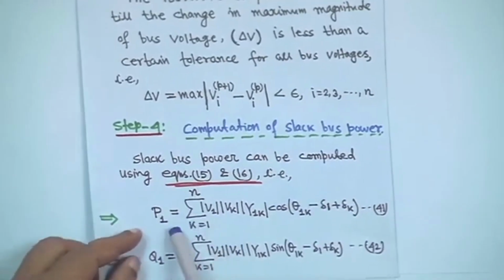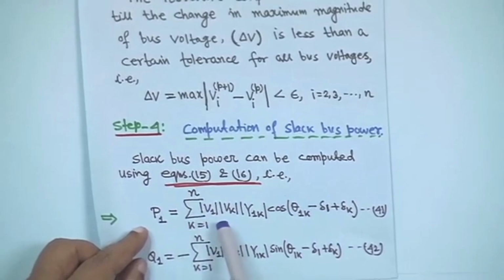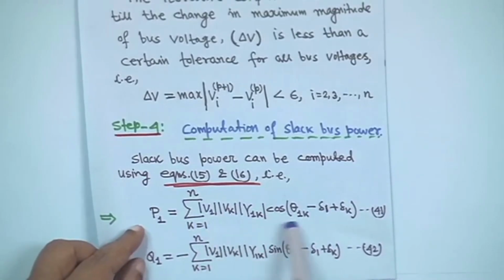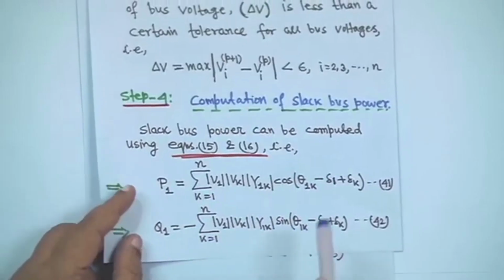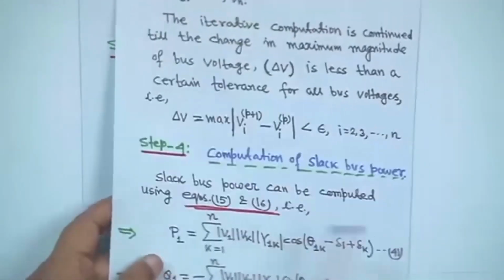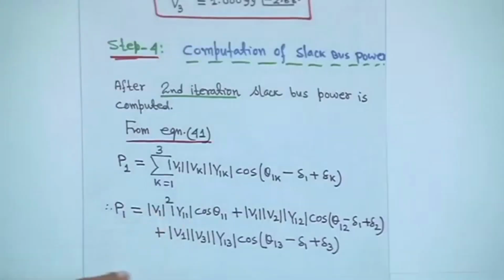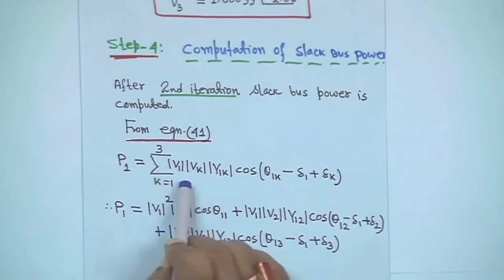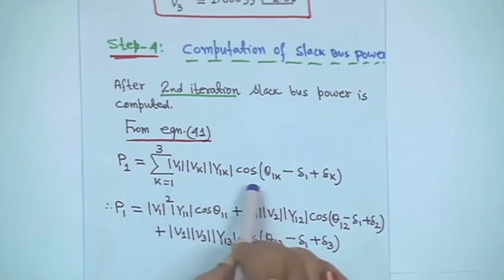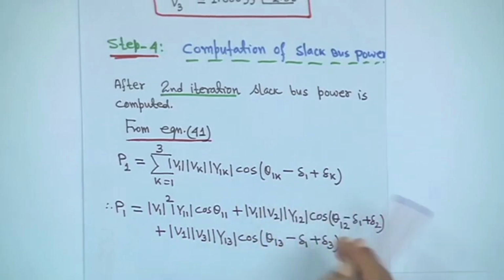So, for slack bus power we have taken i equal to 1. So, P1 is equal to sum over k equal to 1 to n, V1 Vk Y1k, all are magnitudes, cosine of theta 1k minus delta 1 plus delta k, this is for P1. Similarly, for Q1 this expression, right. So, after the second iteration, n is equal to 3 for our case, because we are considering a 3 bus problem. Therefore, equation 41 for P1 can be written as sum over k equal to 1 to 3 of V1 Vk Y1k, all magnitudes, then cosine of theta 1k minus delta 1 plus delta k, right.